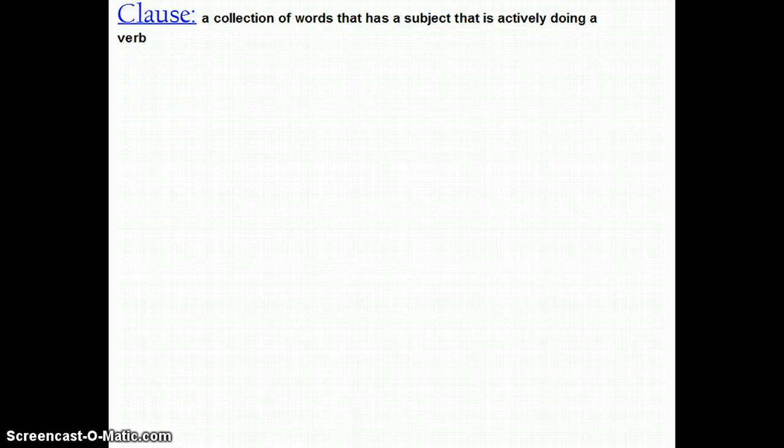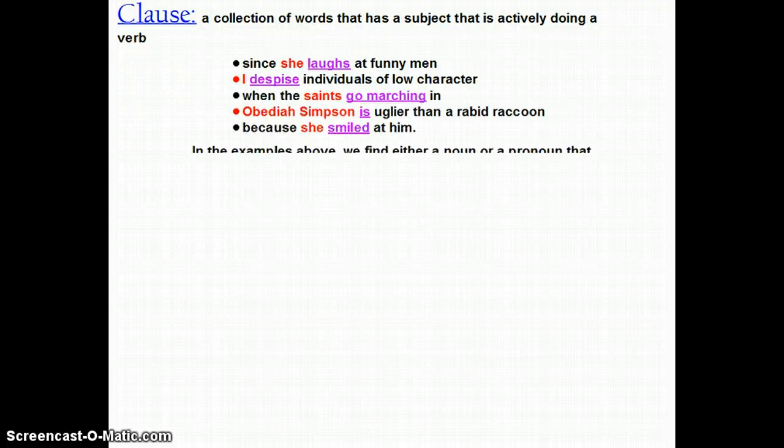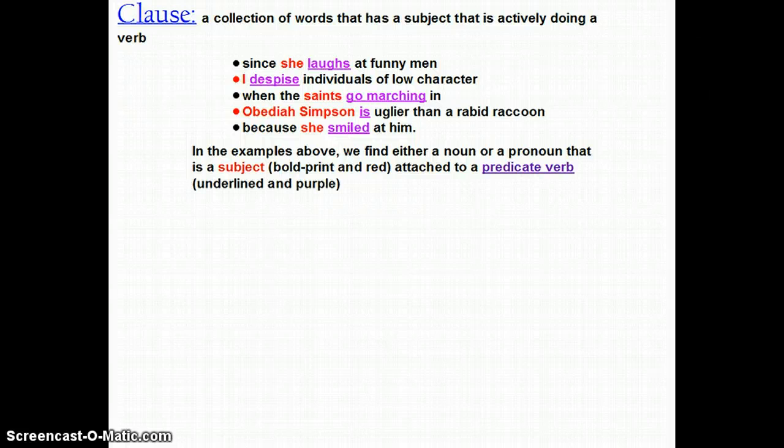So if you don't have a phrase, you have a clause. And clauses you would probably expect a subject doing a verb. So here are some. Since she laughs at funny men. She laughs, a subject doing a verb. I despise. Saints go marching. And here are some more examples. In the examples above, there is a noun or a pronoun that's a subject. These are in red. The noun and the pronoun. And they are attached to a verb, which is underlined in purple. That would be a clause.